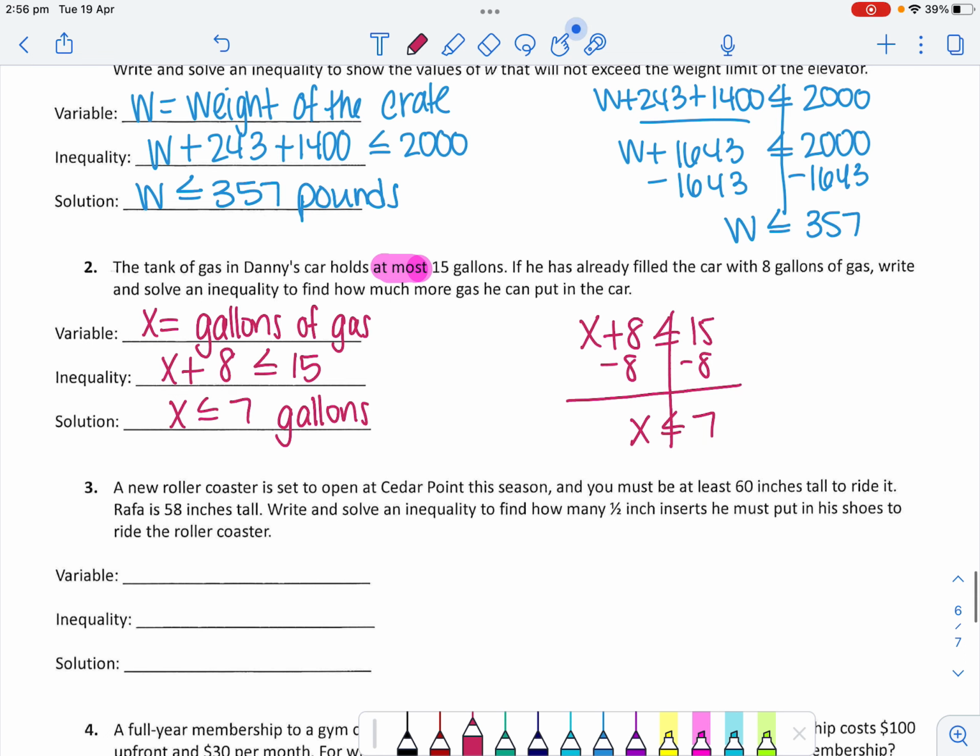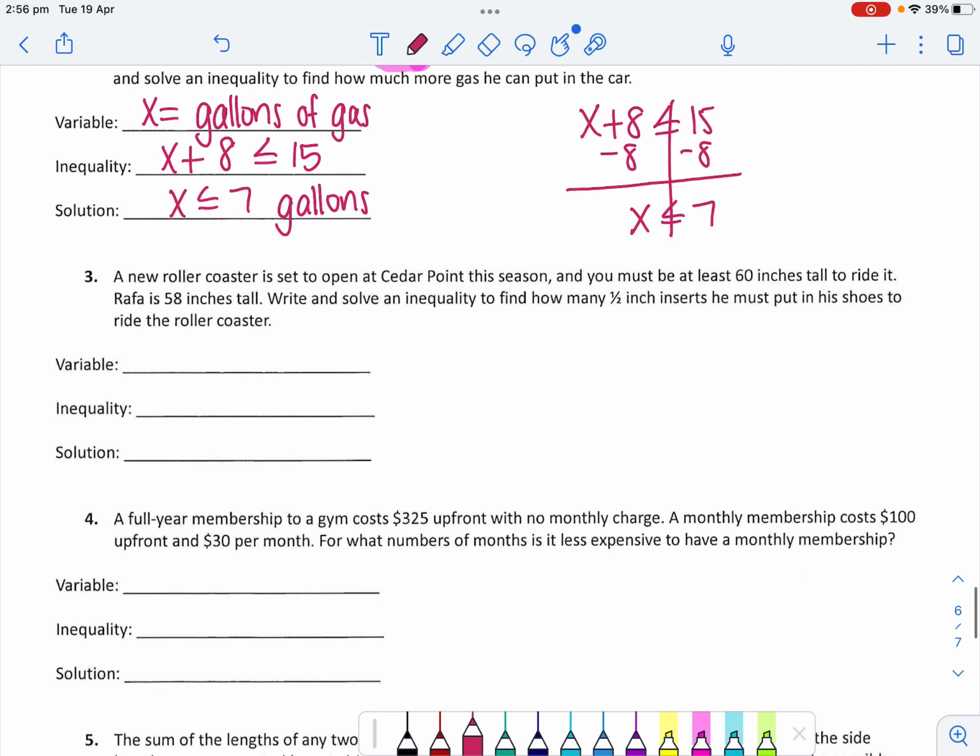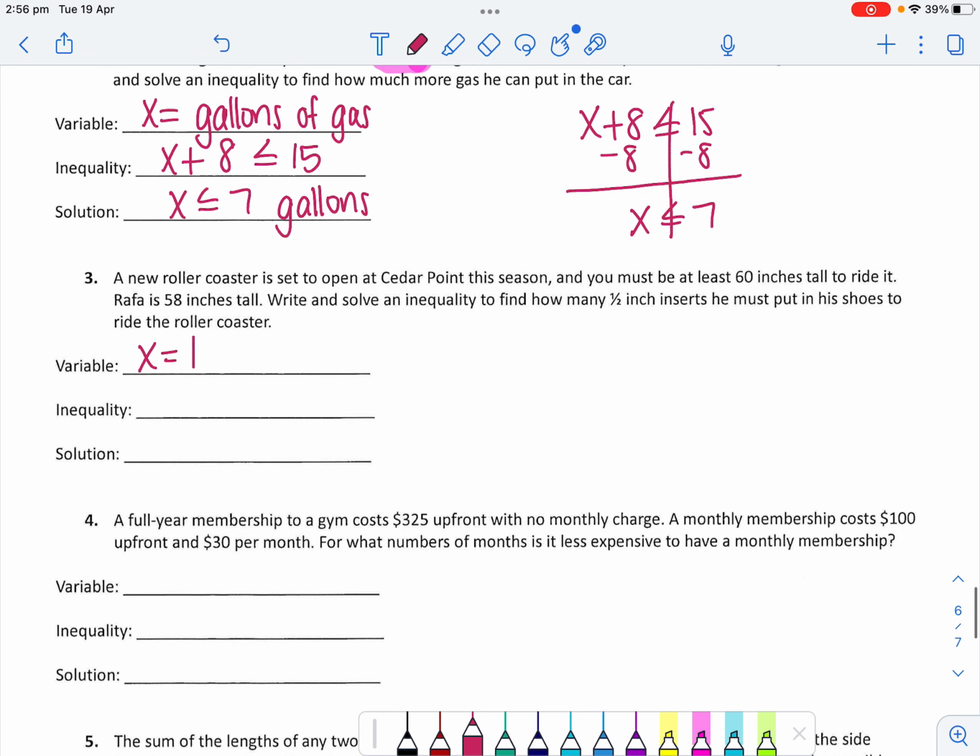Number 3 says a new roller coaster is set to open at Cedar Point this season, and you must be at least 60 inches tall to ride it. Rafa is 58 inches tall. Write and solve an inequality to find how many half-inch inserts he must put in his shoes to ride the roller coaster. So X is going to be the number of half-inch inserts.